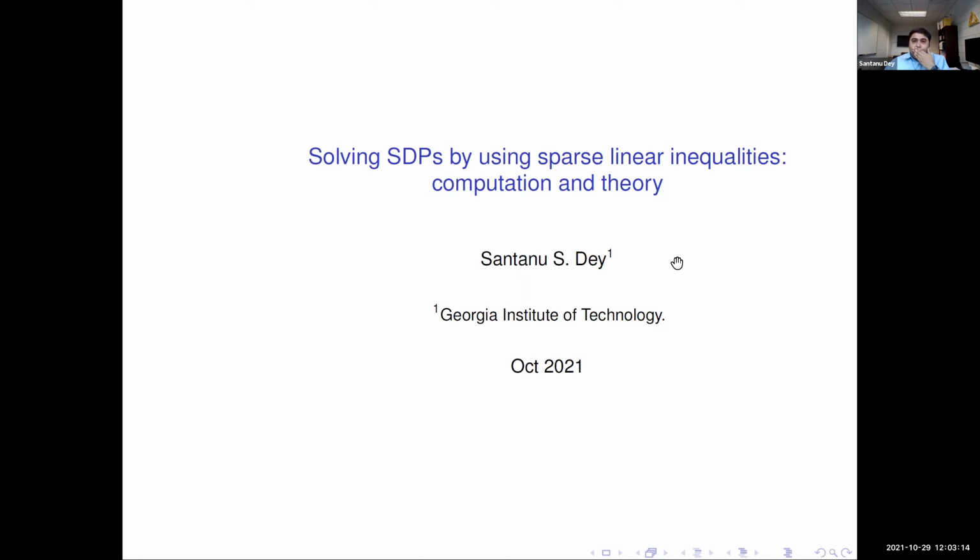All right, so let's get started. Solving SDPs by using sparse linear inequalities. Folks usually talk about theory and computation, and I talk about computation and theory, and that's because that's how I've ordered the talk. I'm going to first talk about some computational work, which motivated some theory questions, and then we'll see some results that we obtain along the way.